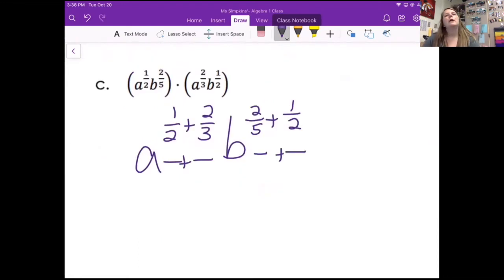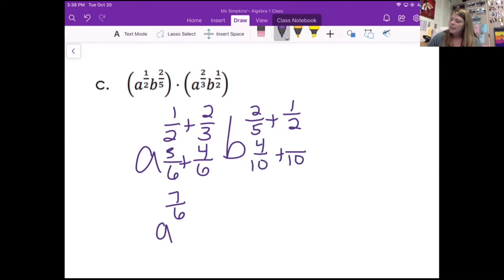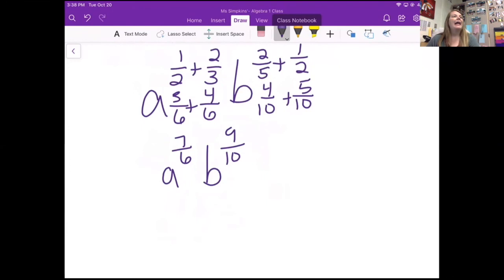What's the common denominator of 2 and 3? 6. So 1/2 should be 3/6, 2/3 should be 4/6. So that would be A to the 7/6 if we add those numerators. And then B's, the common denominator of 5 and 2 is 10. So that would be 4/10 and 5/10, which is B to the 9/10.